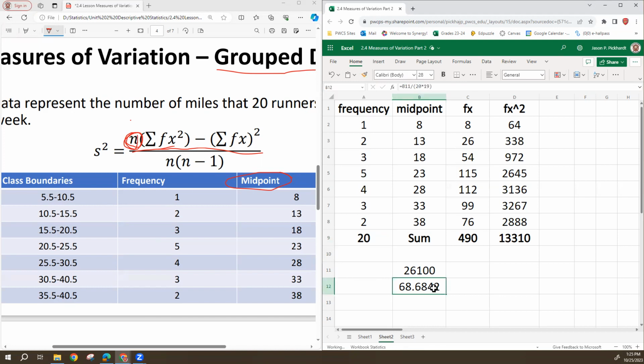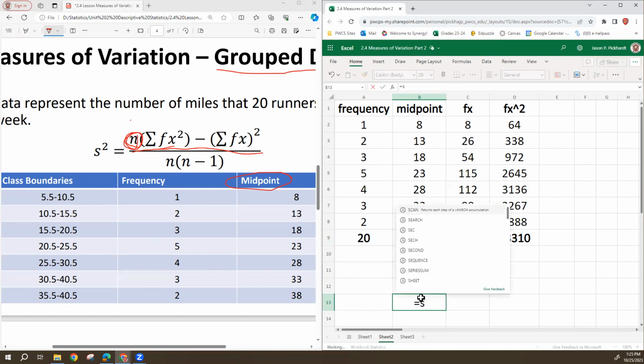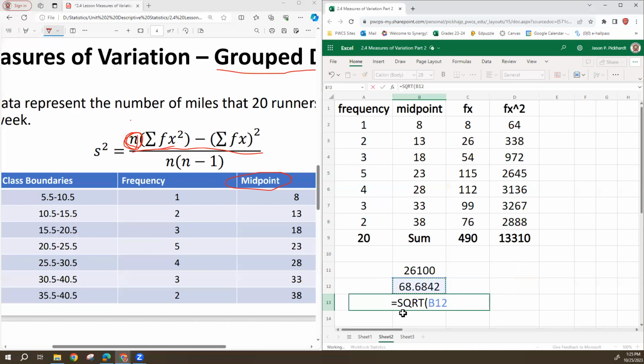And this gave us the variance, and we're going to find the standard deviation by doing the square root. Where's my, there it is, SQRT. We're going to do the square root of the variance. So there's our standard deviation. So this is variance. This is standard deviation. I'll abbreviate.